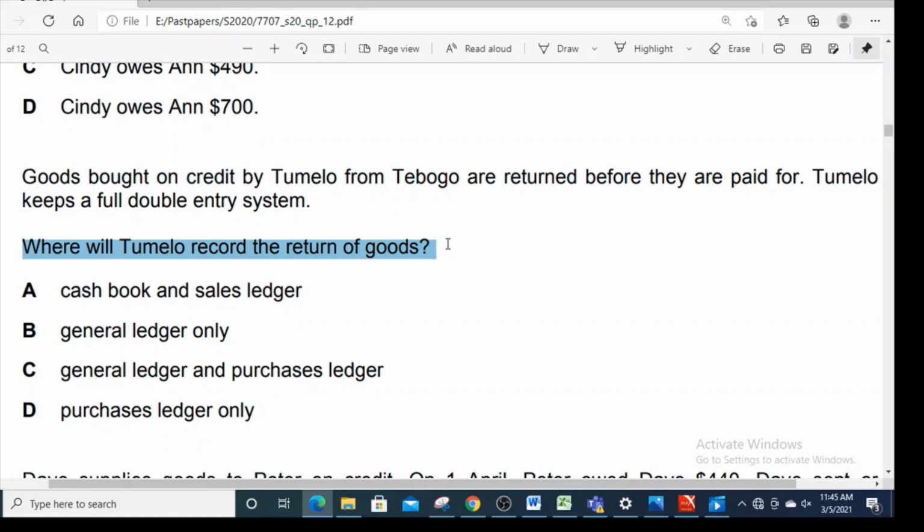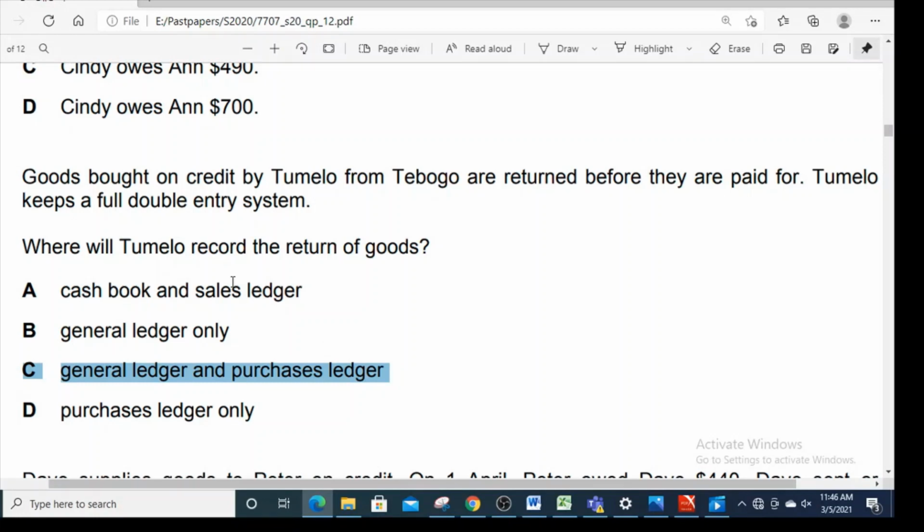Now, all accounts payable are kept in the purchases ledger. So, the purchases ledger is involved, and the purchases return account is kept in the general ledger. So, the general ledger is also involved, right? So, the general ledger and purchases ledger together are part of option C. So, option C is the correct answer.